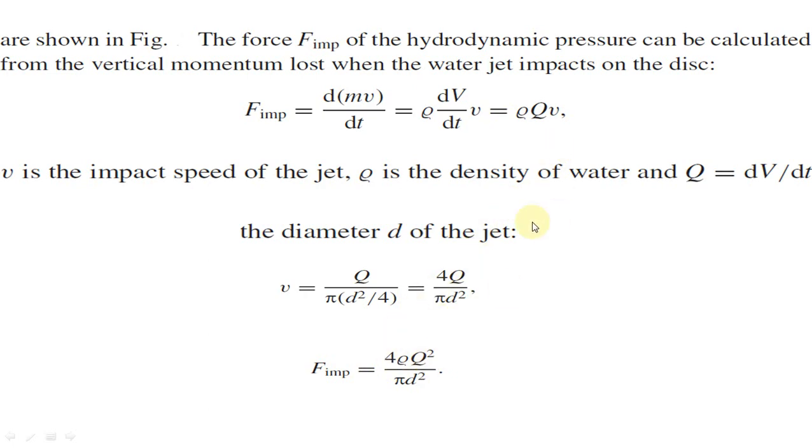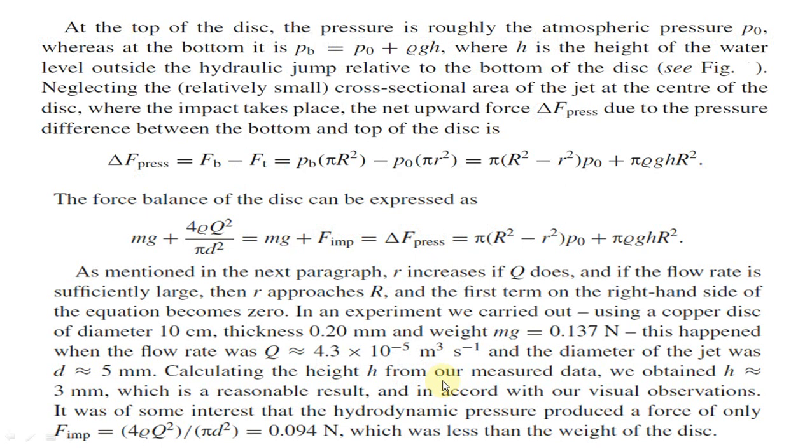Just put it here and you can get the equation. So all the rest of the thing is done here. The pressure, the delta F pressure, can be calculated from the bottom and the top. The force at the bottom is larger than the force at the top, that's why the disc is floating.